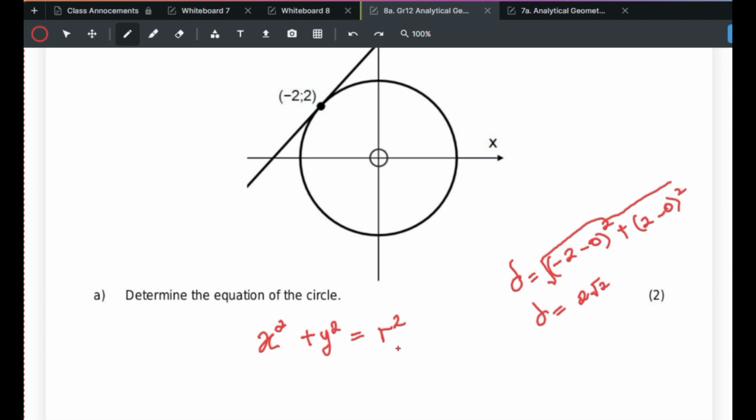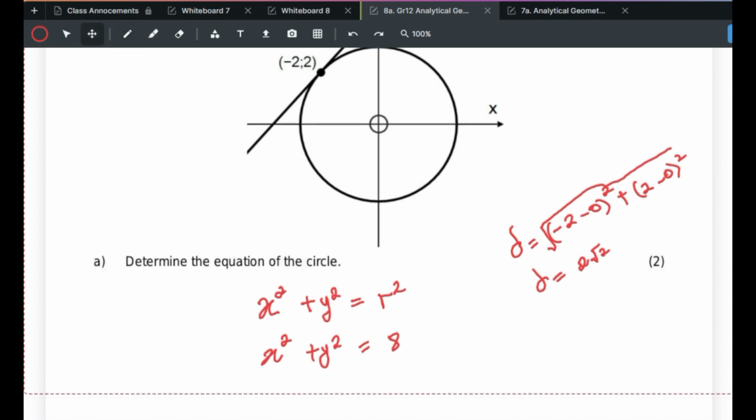You actually need the squared anyway. So this here is x squared plus y squared is equal to 2 root 2 squared, which is just 8. Normally when the center is at the origin, this is the formula: x squared plus y squared is equal to r squared. You are subtracting x minus 0, y minus 0, your a and b that you normally have. That was the first question.